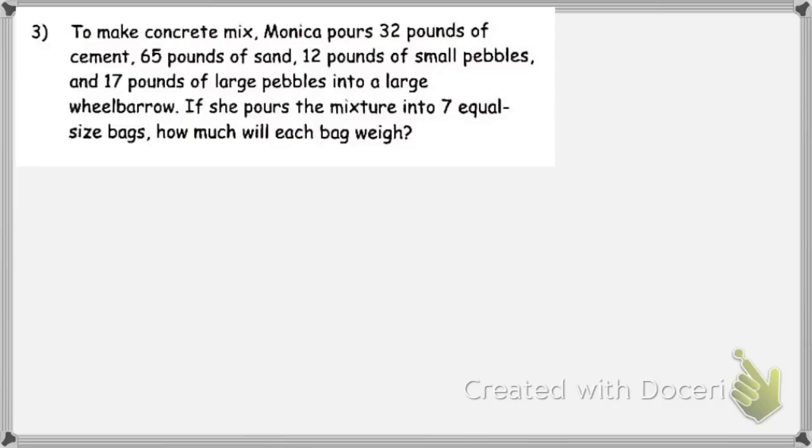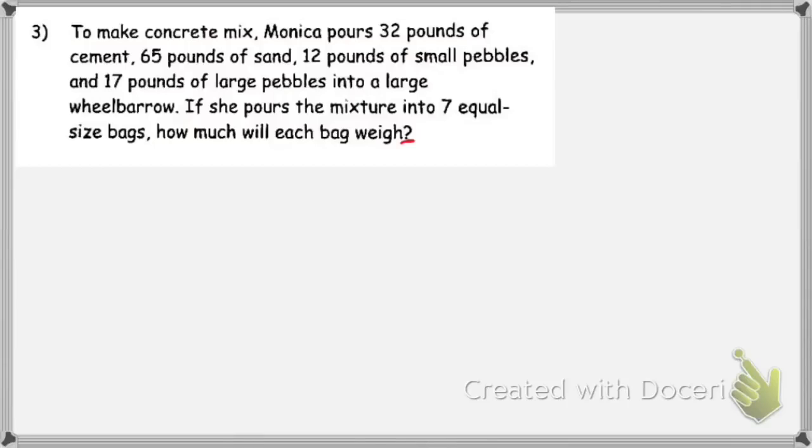Okay, let's see if we can tackle number 3. So let's take a look at number 3. To make concrete mix, Monica pours 32 pounds of cement, 65 pounds of sand, 12 pounds of small pebbles, and 17 pounds of large pebbles into a large wheelbarrow. If she pours the mixture into 7 equal bags, how much will each bag weigh?